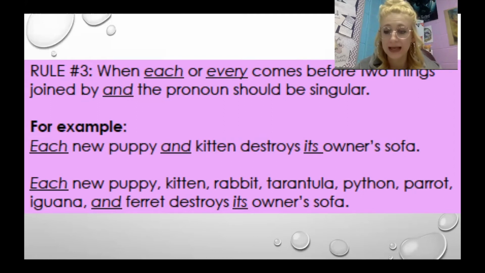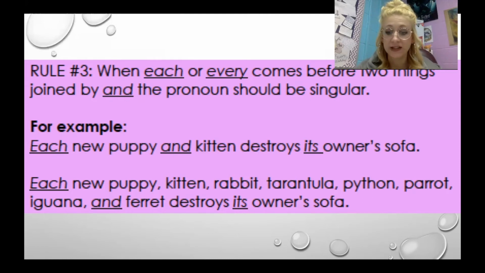So here I'm going to put its owner's sofa. If I knew the gender of the animals, then I could use her or his. But if I don't know, then I'm just using it here. Here's another example. Each and every single one, new puppy, kitten, rabbit, tarantula, python, parrot, iguana, and ferret. Doesn't matter how many things I list. If I have each and every in front of that antecedent, I'm talking about each one individually, they're singular. So I need a singular pronoun. Destroyed its owner's sofa. Okay?